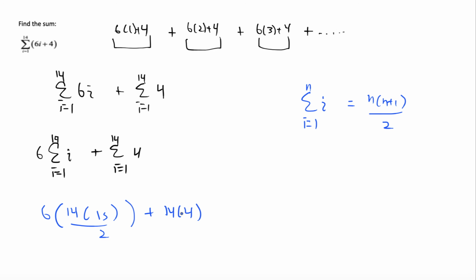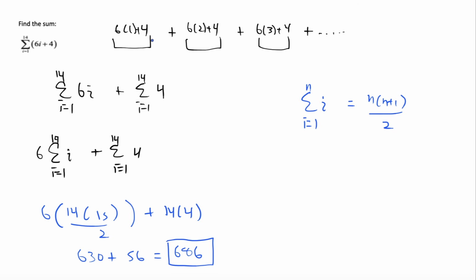So once we get all of this, that should give us the final answer. By doing this work, we're actually going to get 630. Then 14 times 4 is 56, so the final answer is going to give us 686. This is the sum of this guy right here.